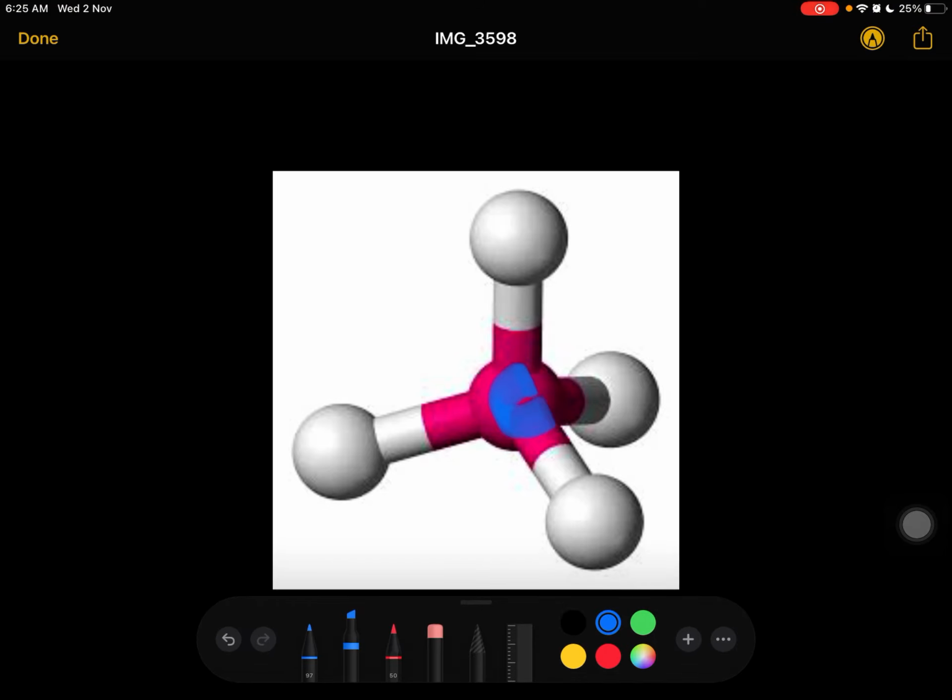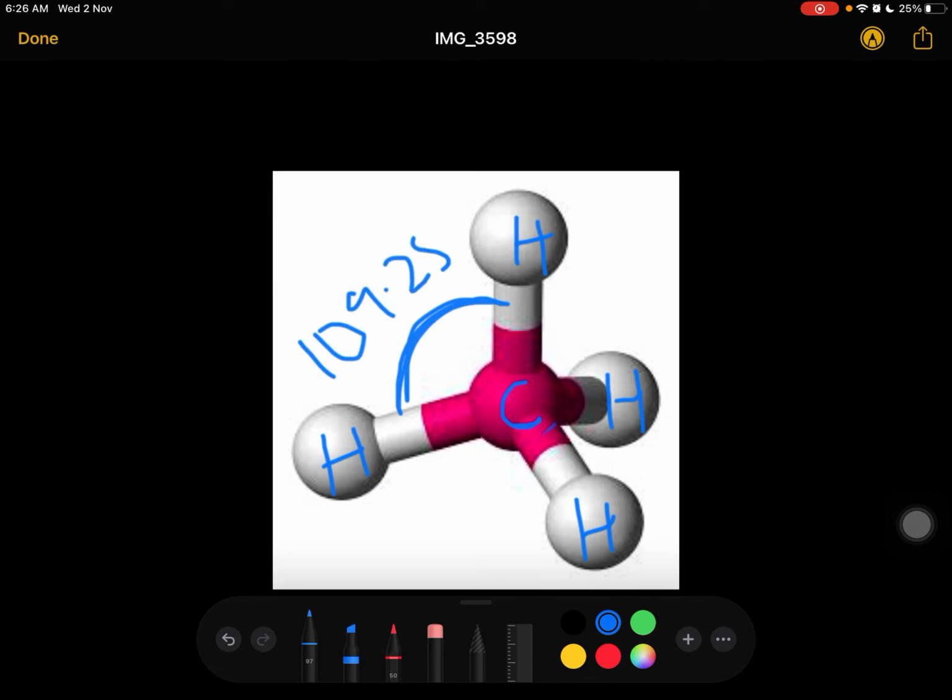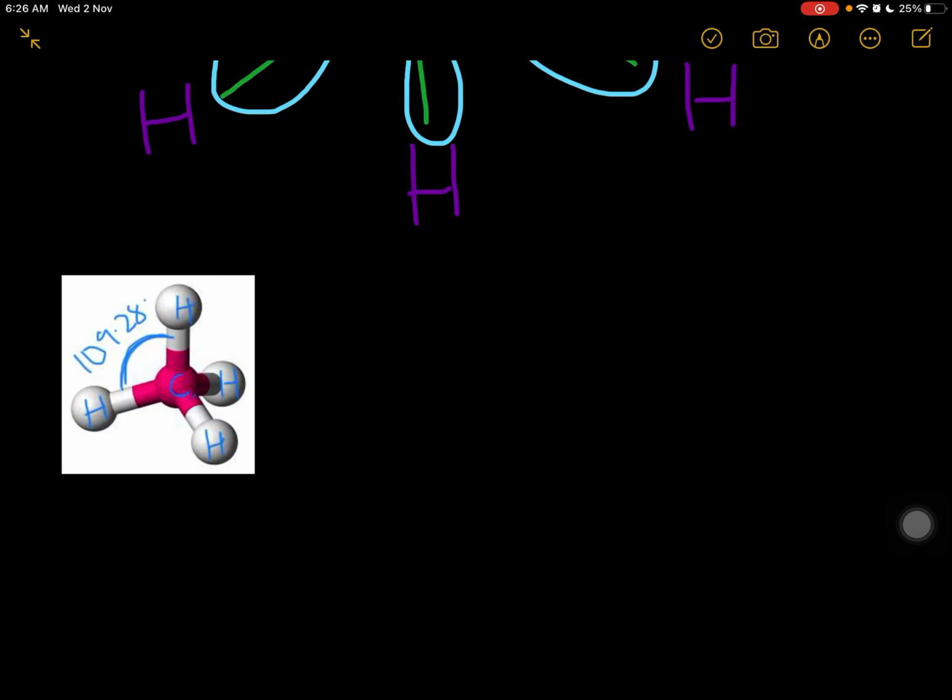Now you can see over here, this is the carbon atom. This is the first hydrogen, second hydrogen, third and fourth hydrogen, and it is forming a tetrahedron, and the angle between them is 109.28. So I have covered basically all the rules.